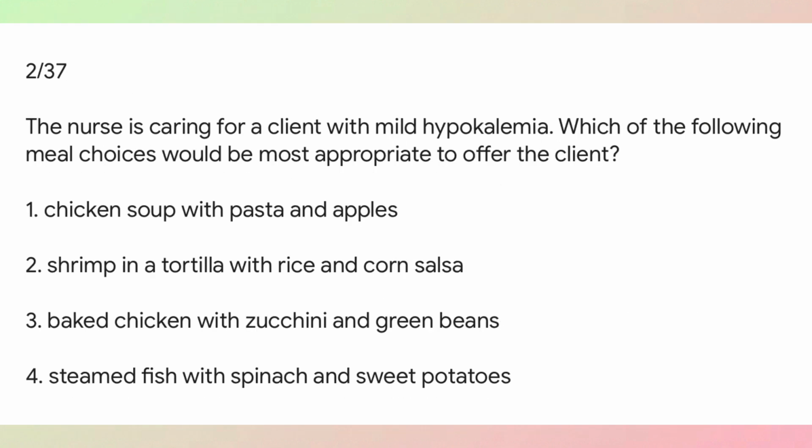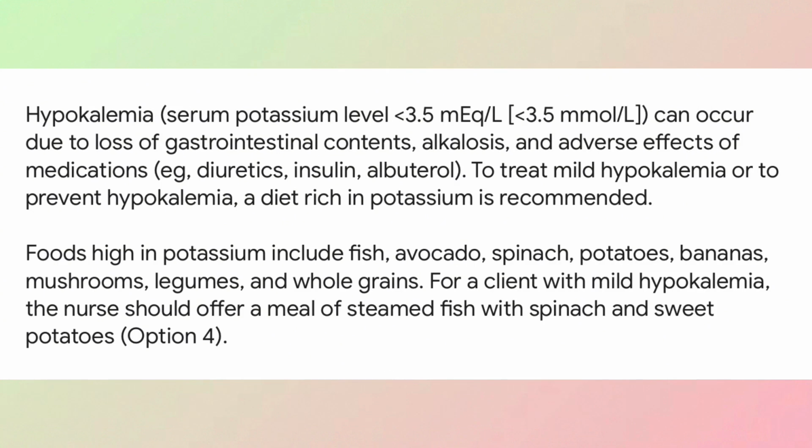2. The nurse is caring for a client with mild hypokalemia. Which of the following meal choices would be most appropriate to offer the client? 1. Chicken soup with pasta and apples. 2. Shrimp in a tortilla with rice and corn salsa. 3. Baked chicken with zucchini and green beans. 4. Steamed fish with spinach and sweet potatoes. Answer 4. Hypokalemia: serum potassium level less than 3.5 mEq/L (3.5 mmol/L).